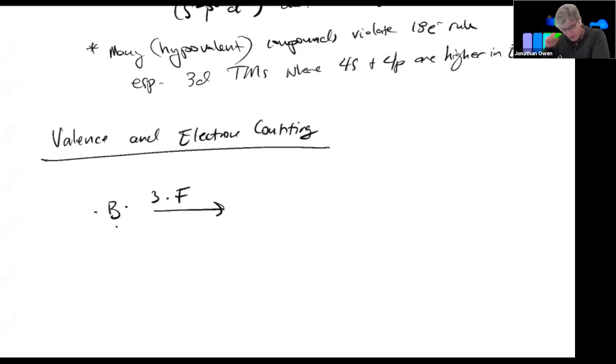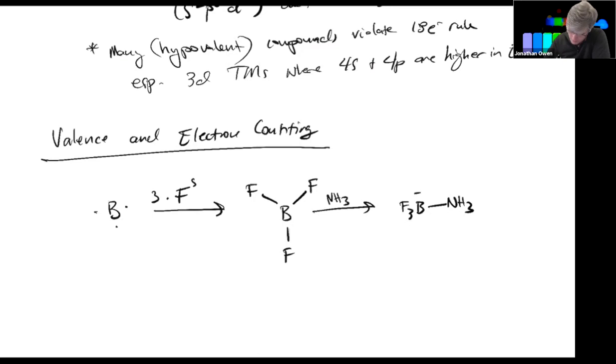So we take a boron and we mix it with 3 fluorines. You end up with boron trifluoride. And if you add ammonia to that, then you end up with this ammonia borane complex. And we said that this is a dative bond from the ammonia to the boron.